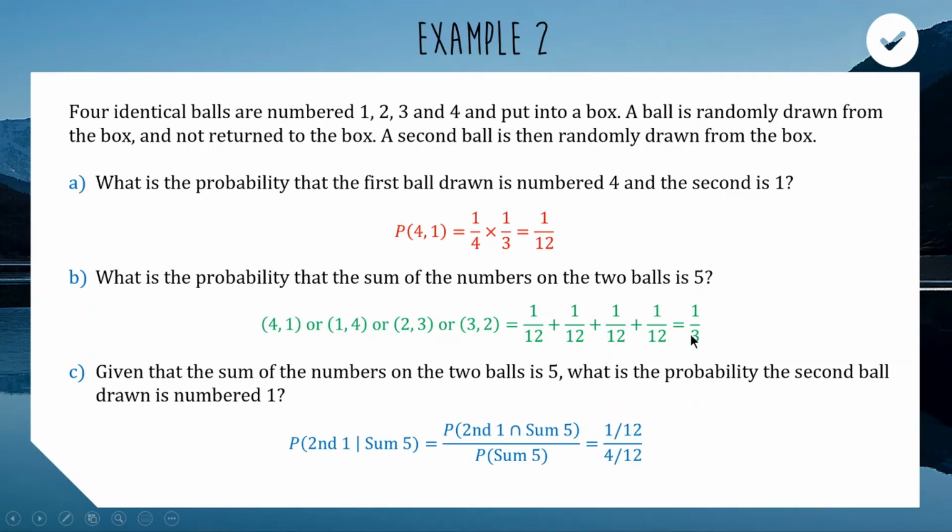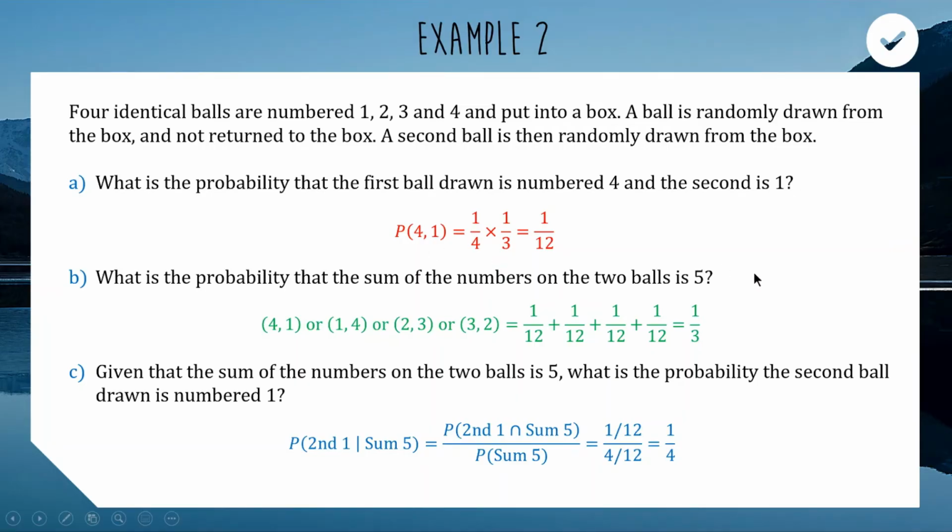Okay, or you could write that as 4 out of 12. This way it makes it a bit more clear that we're going to cancel the 12s off top and bottom by multiplying. We get our answer of a quarter. Like I said, there's 4 ways we can do it. Having the 1 as the second ball is 1 out of the 4 options. Okay, so there's your answer, 1 quarter.